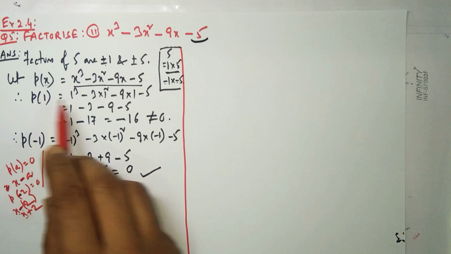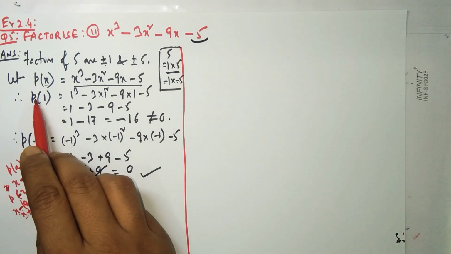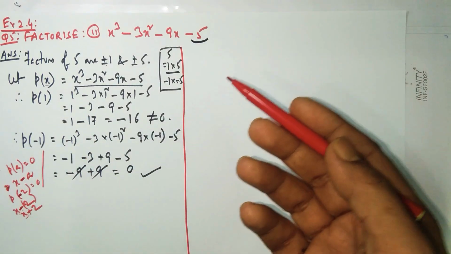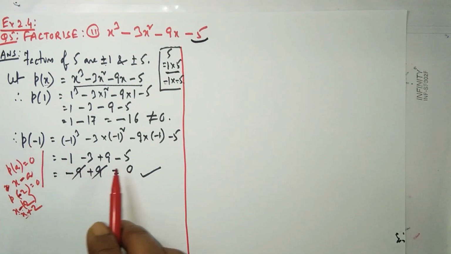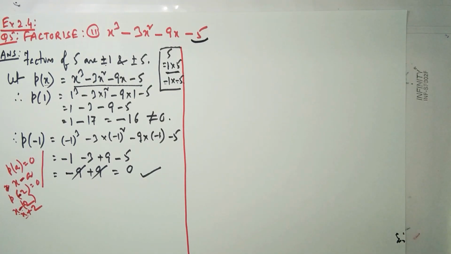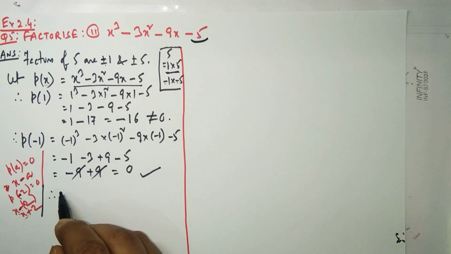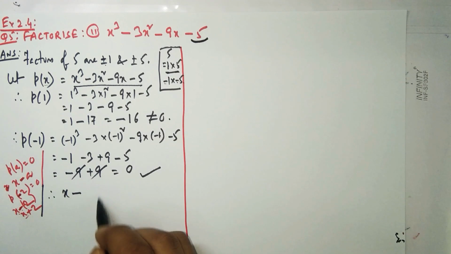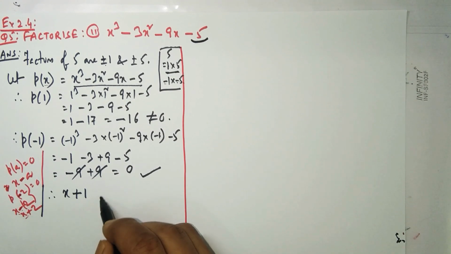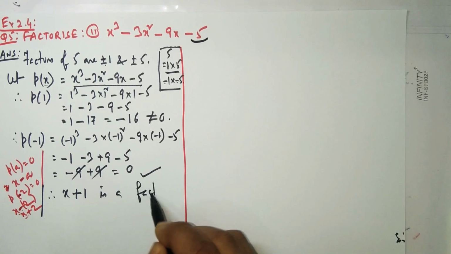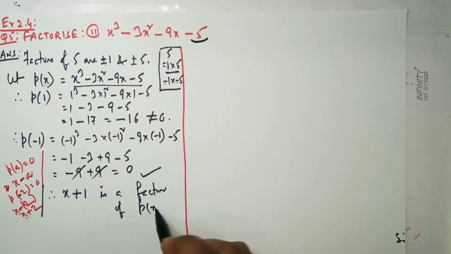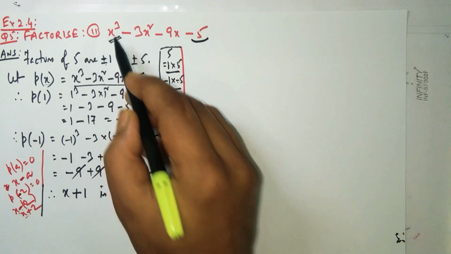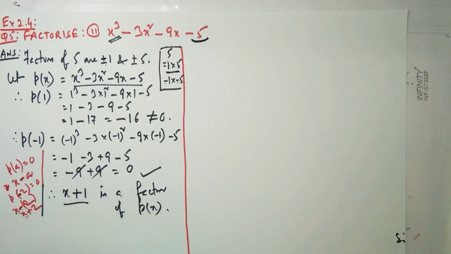That means if I get P of 1 equal to 0, then x minus 1 is a factor. But this time I got P of minus 1 equal to 0, so therefore by the factor theorem, we'll write x minus of minus 1, so x plus 1 is a factor of P of x. Now we got one factor for this cubic polynomial. I said it has 3 factors. One factor is this x plus 1.